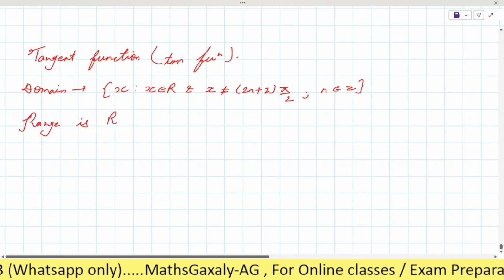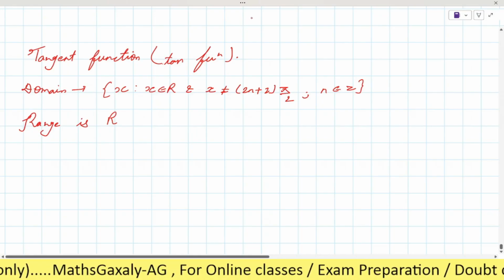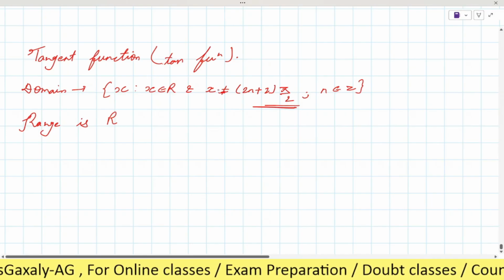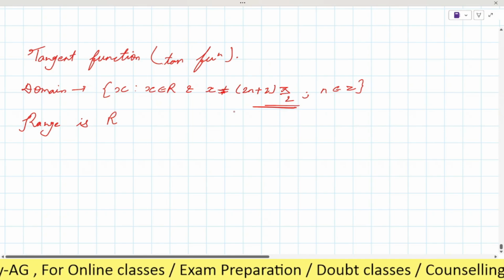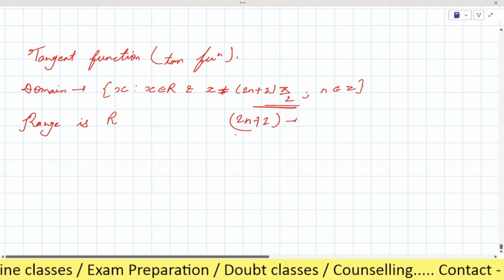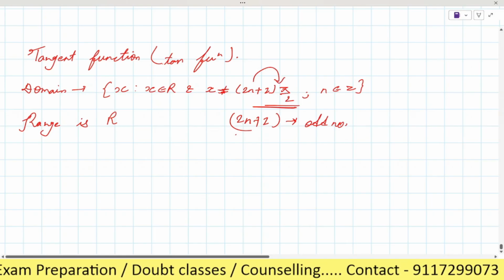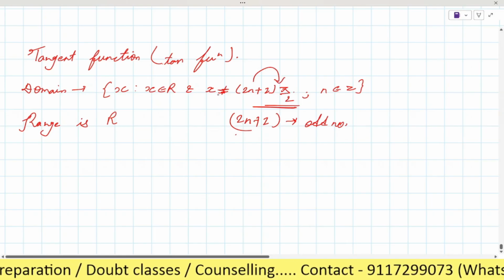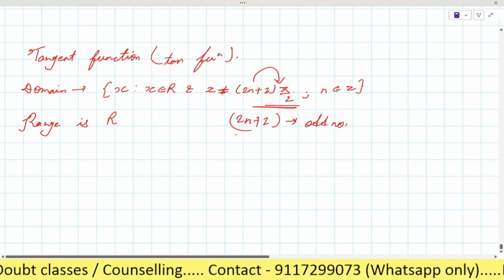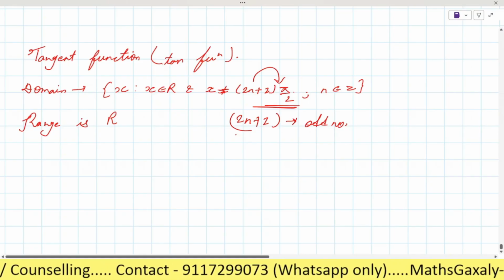So it means that the tan function is not defined for odd multiples of pi by 2, as you can see here, because x is not equal to this value. 2n plus 1 means an odd number, and it is multiplied with pi by 2. So the tan function is not defined for the odd multiples of pi by 2.